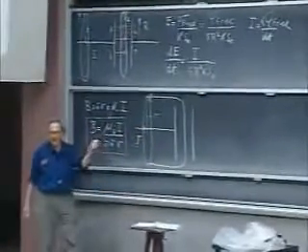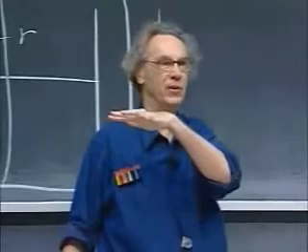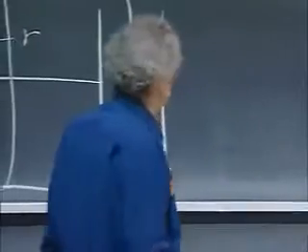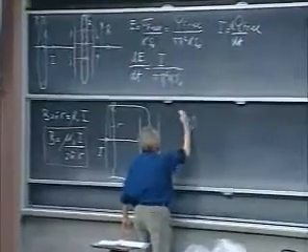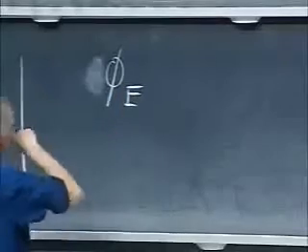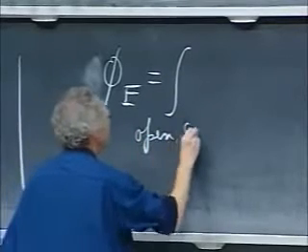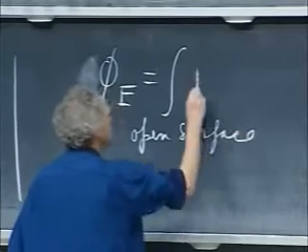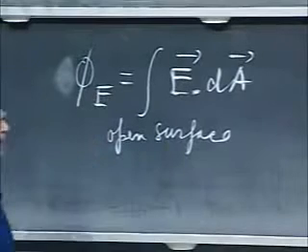And Maxwell reasoned, gee, Faraday's law tells me that a changing magnetic flux gives rise to an electric field. So he says maybe a changing electric flux gives rise to a magnetic field. I want to remind you what an electric flux is. Phi of E is the integral, in this case over an open surface, of E dot dA. That is an electric flux.